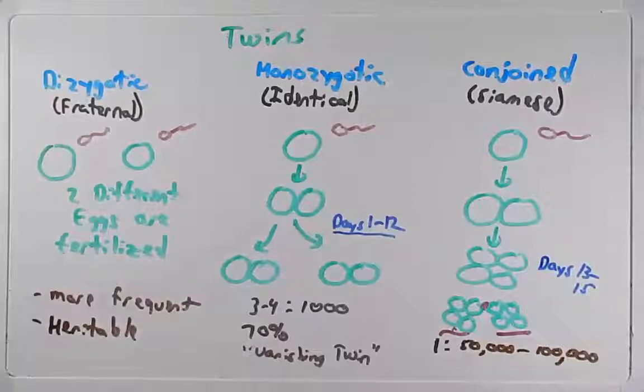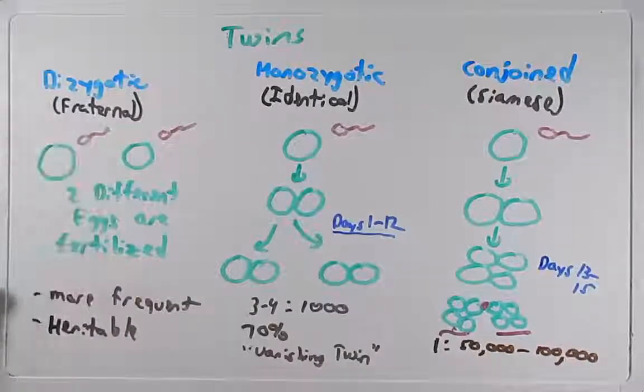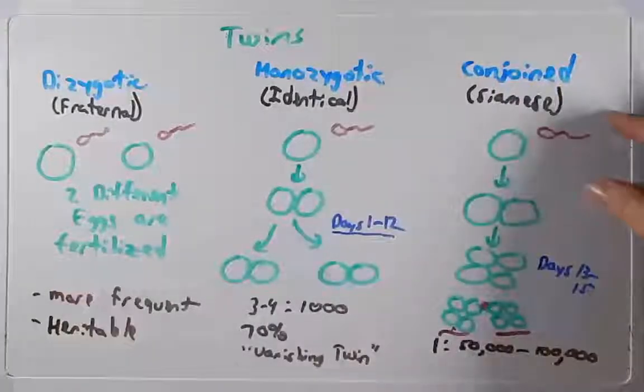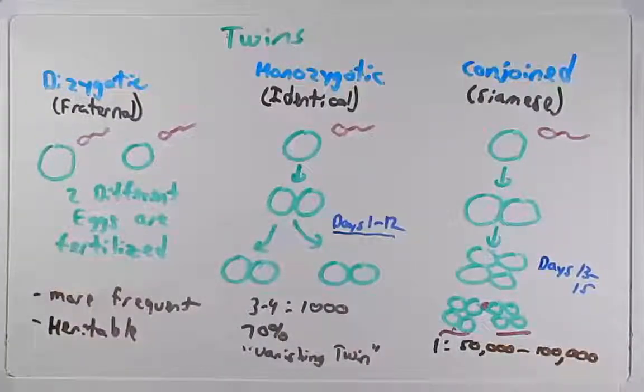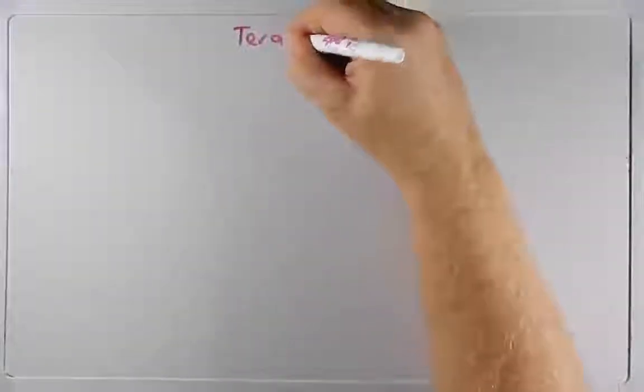And the reason it's heritable is that there are various mutations a woman could have that would cause her to produce more than one egg a month. And if she produces more than one egg a month, she is more likely to have dizygotic twins form, as opposed to somebody who just usually produces one egg a month. There's less evidence that monozygotic twins or conjoined twins have a genetic or heritable component to them. All right, the last thing I want to talk about are teratogens.